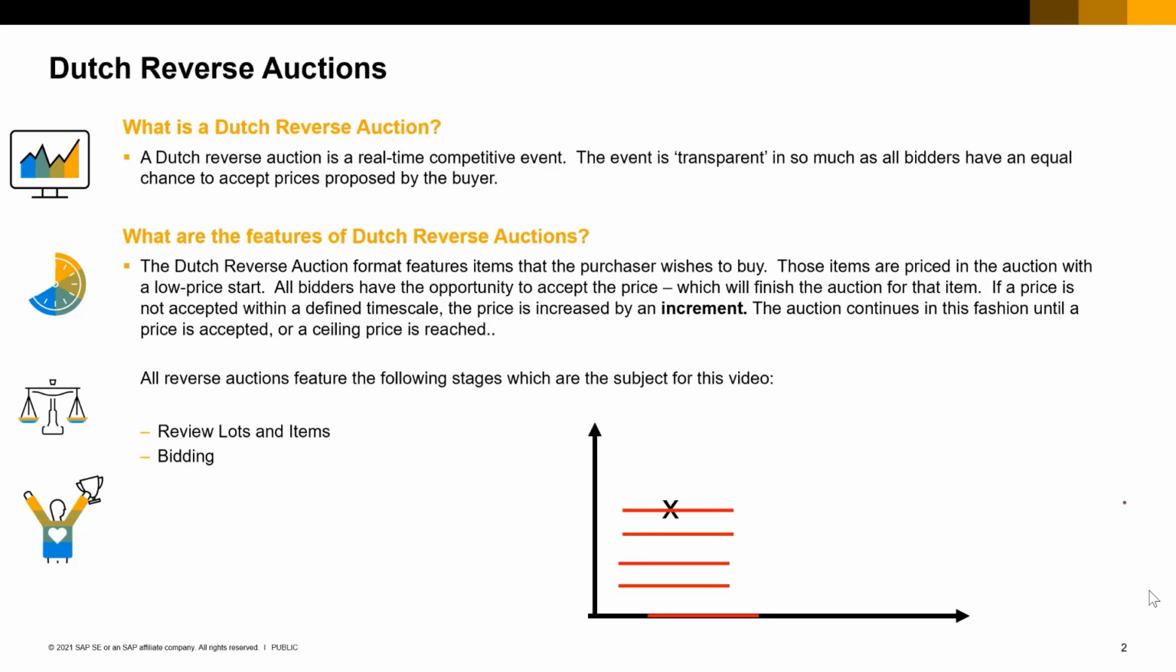The Dutch reverse auction has a low price start. All bidders have an opportunity to accept the price for a defined period of time. If that time elapses without a bid, then the price is increased. The auction continues in this way until a price is accepted or a ceiling price is reached.